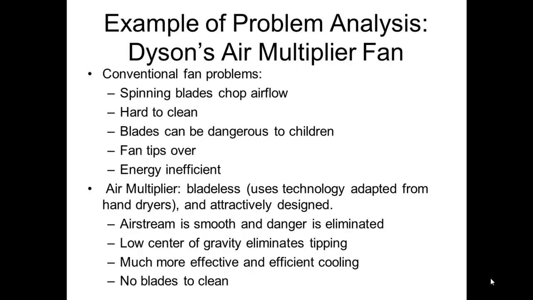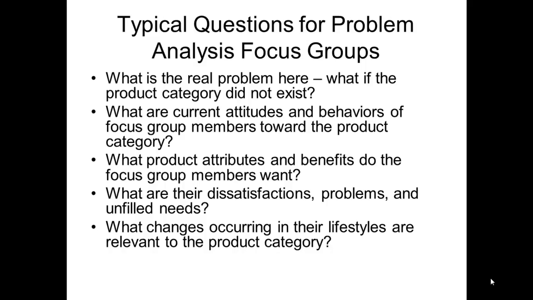They're using an example of Dyson's air multiplier fan, and evidently there's two. One uses a fan blade, and the blade chops the airflow. It's hard to clean. The blade can be dangerous, etc. So the next example is an air multiplier. It does not have a blade, and then the airstream is smooth, there's a low center of gravity, much more effective, and no blades to clean. So they had a problem. They found a way to use a bladeless design, and that eliminated some of the issues. So it's a product extension or a new product.